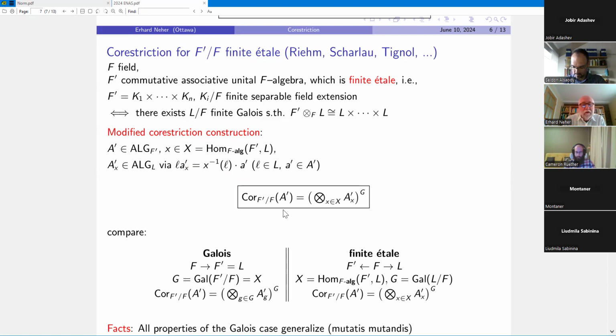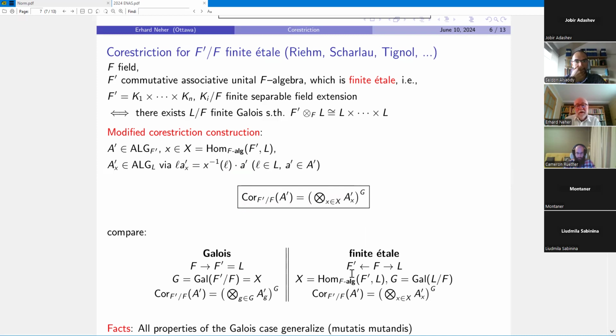I have a canonical Galois descent datum on L, and I define the corestriction in the finite étale setting by using the fixed points under the Galois action on this tensor product algebra A prime over X, over all X in X. So here's a short comparison. As you can see, there does not seem to be a lot which has changed. In the Galois case, F prime equals F. The Galois group is the same as X. The corestriction is the fixed point under the Galois group.